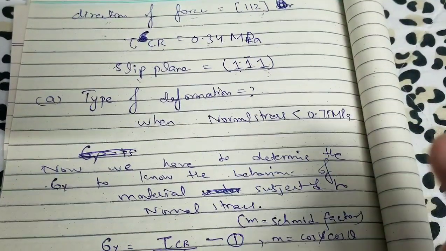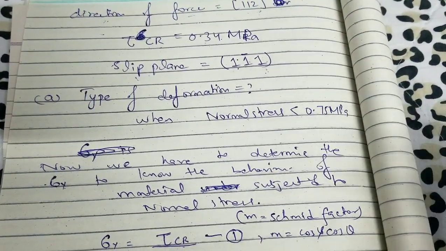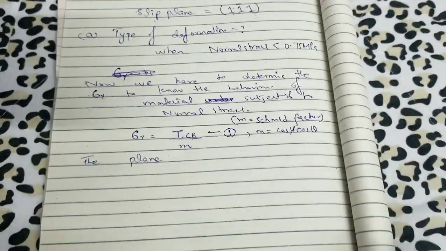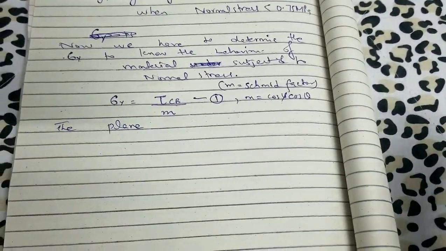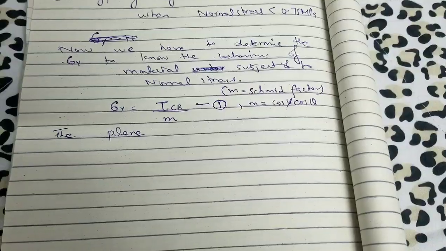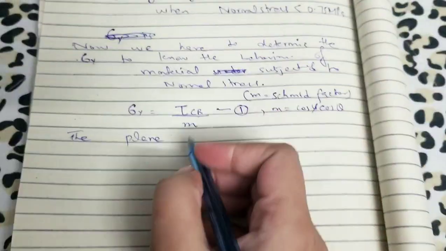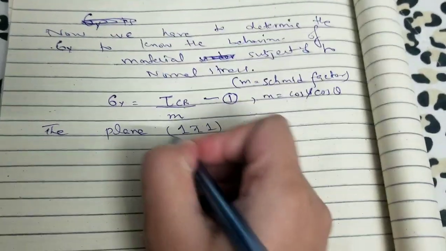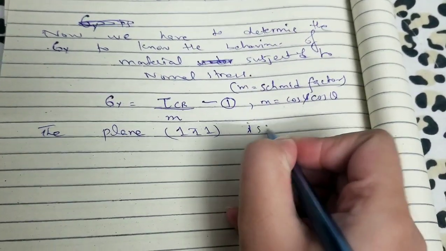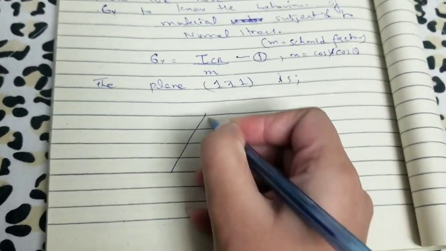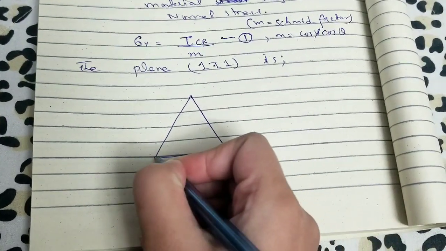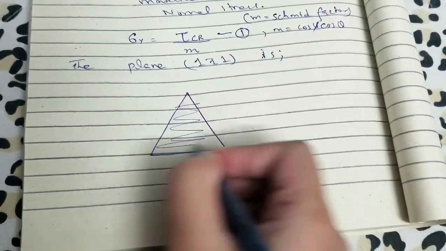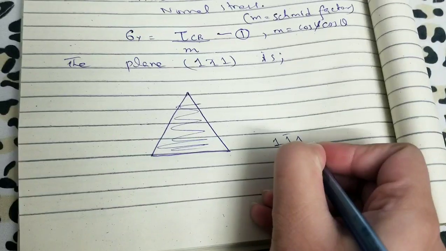Okay, I will mention it directly right there, because the student who requested me to do this problem has very little time left. So, the plane (1 1̄ 1) is triangular in shape. This is the plane, 1 1 bar 1.